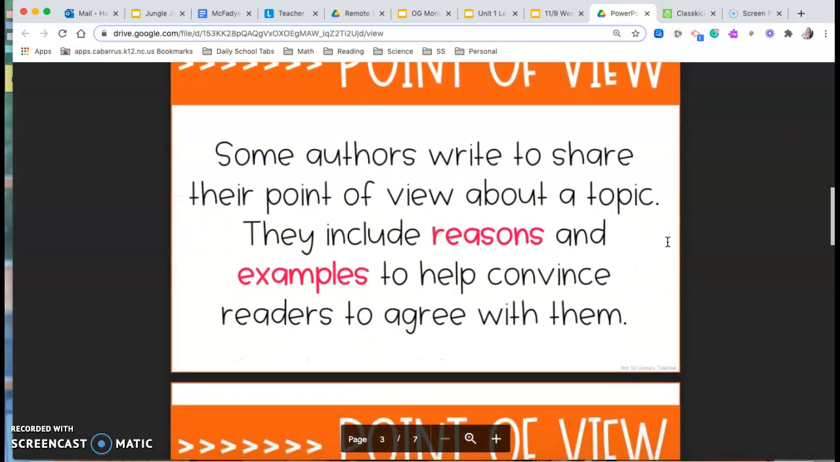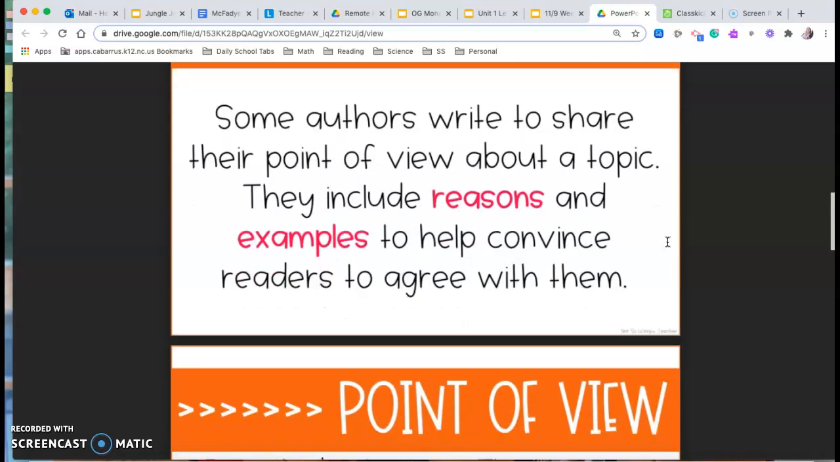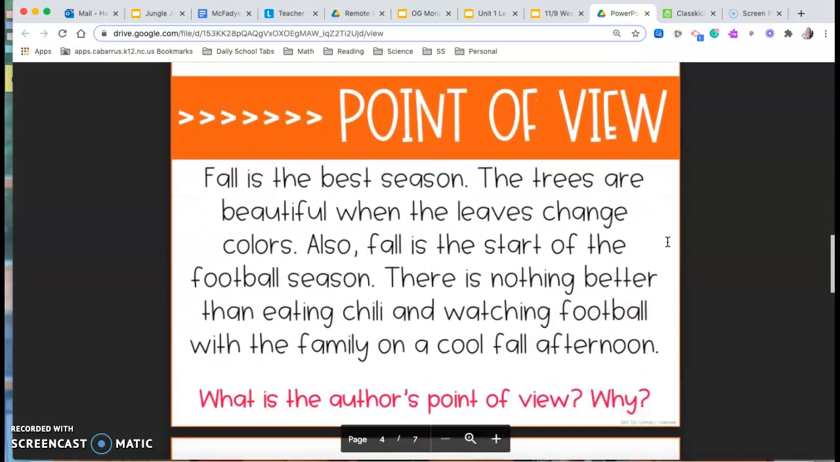Some authors write to share their point of view about a topic. They include reasons and examples to help convince readers to agree with them. Fall is the best season. The trees are beautiful when the leaves change colors. Also, fall is the start of the football season. There is nothing better than eating chili and watching football with the family on a cool fall afternoon. So here, obviously, what is the author's viewpoint and why?